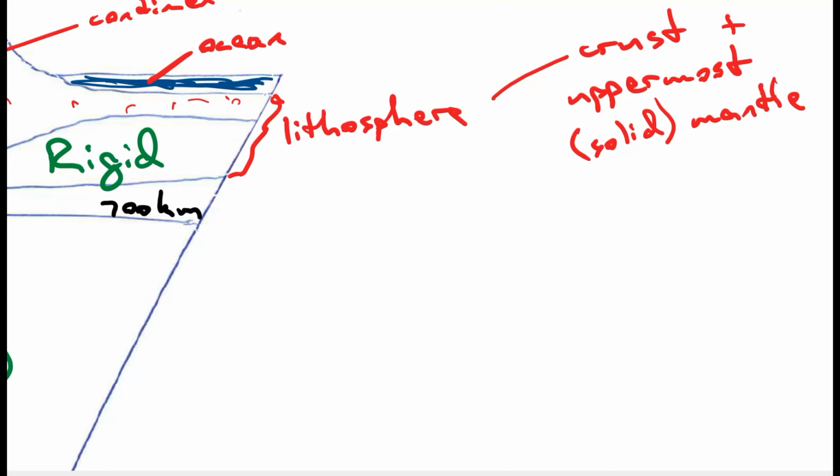Now underneath that, this next section, which goes down to 700 kilometers, this is the, let's use our Greek, asthenosphere. All right, so the lithosphere is where it's hard and what we would think of as normal solid. And then underneath that, we have the asthenosphere.